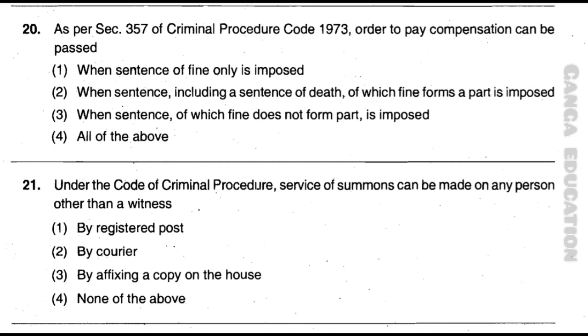Now question number 21. Under the Code of Criminal Procedure, service of summons can be made on any person other than a witness. Option number 1, by registered post. Option number 2, by courier. Option number 3, by affixing a copy on the house. Option number 4, none of the above. And the correct answer is option number 4, none of the above.